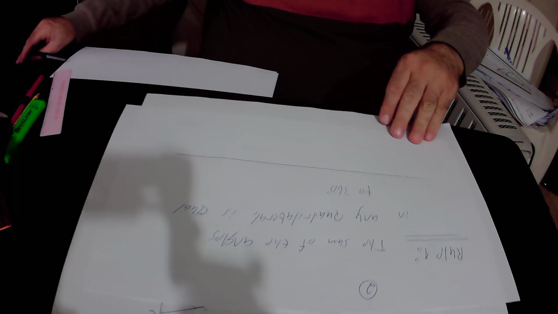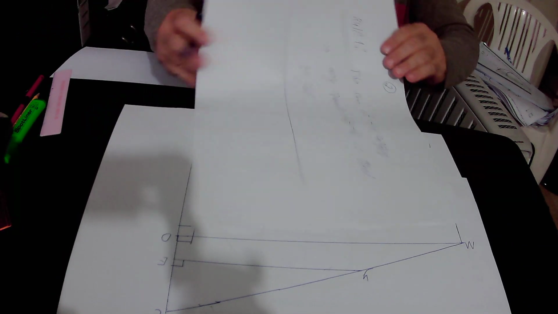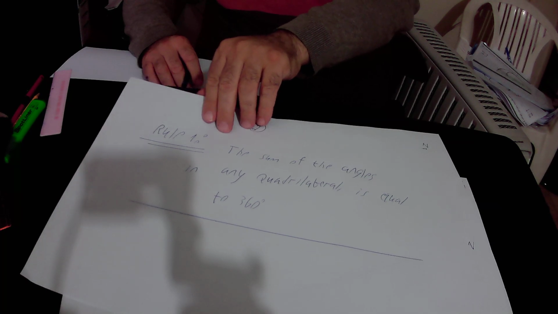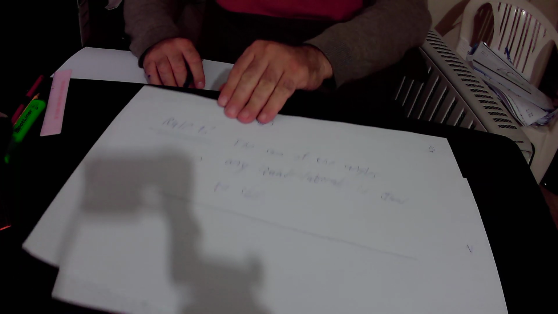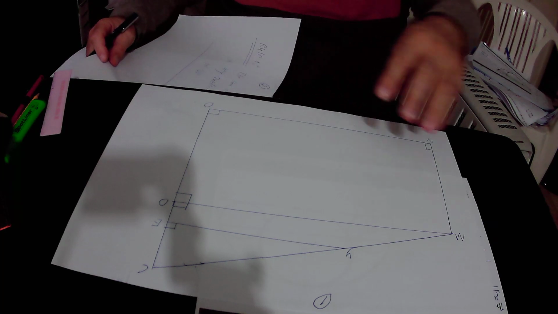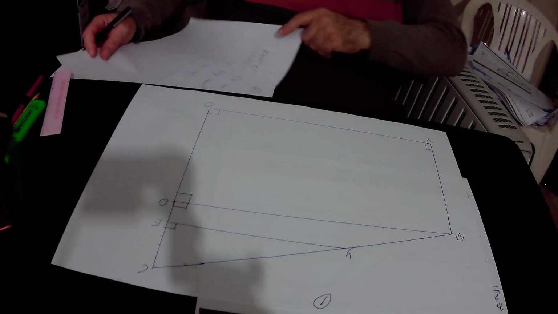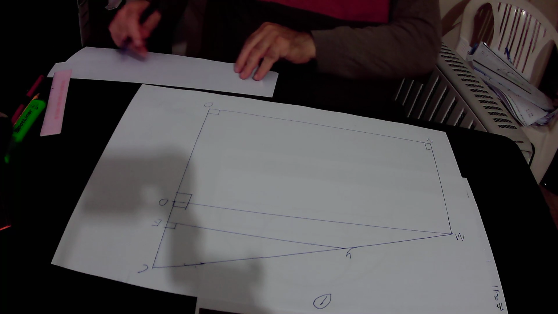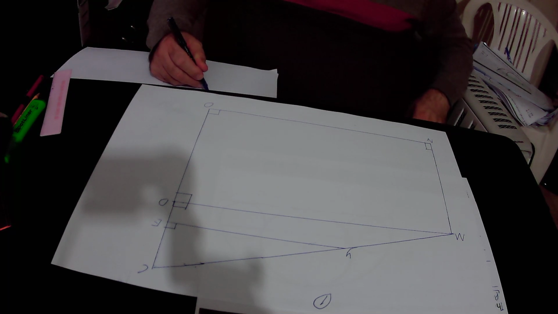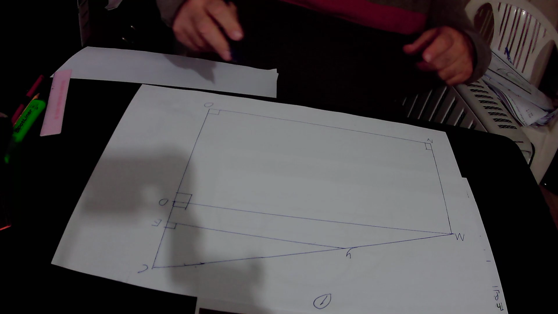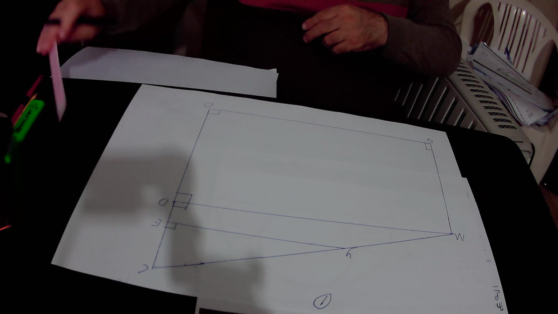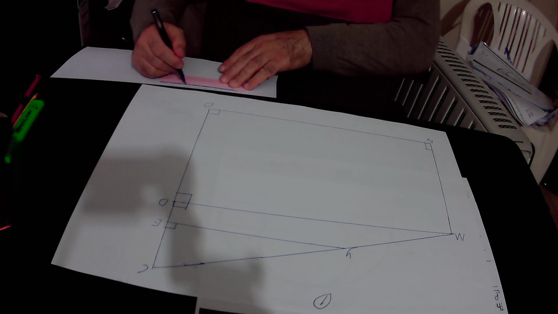So I will repeat rule number 1. According to rule number 1, the sum of the angles in any quadrilateral is equal to 360 degrees. And especially in quadrilateral MDNO, the sum of its angles must be equal to 360 degrees in this quadrilateral.